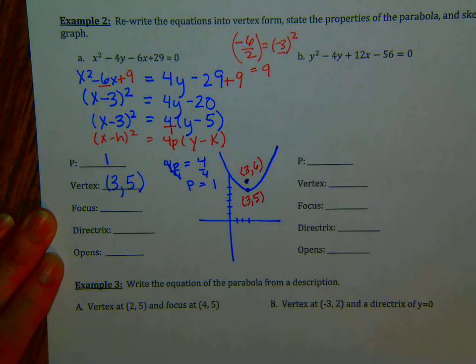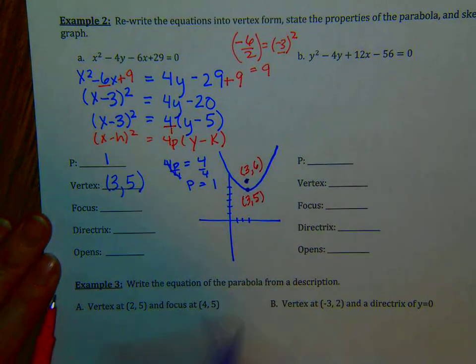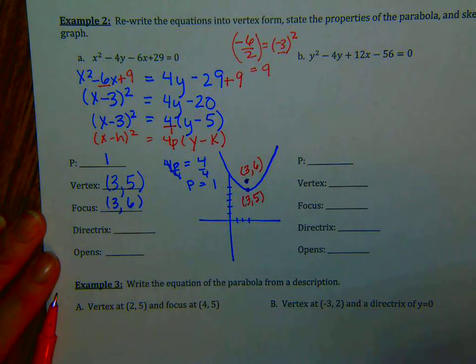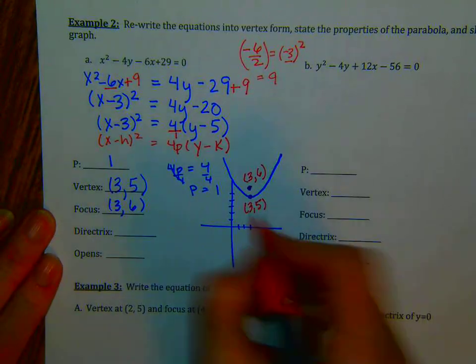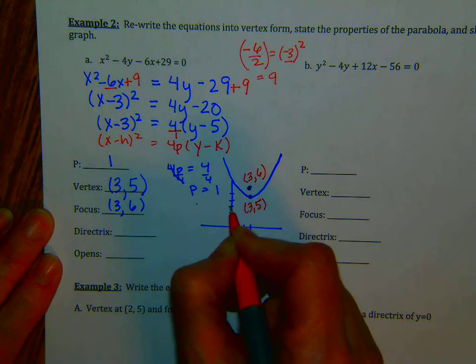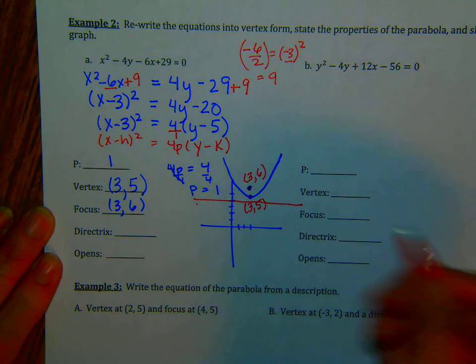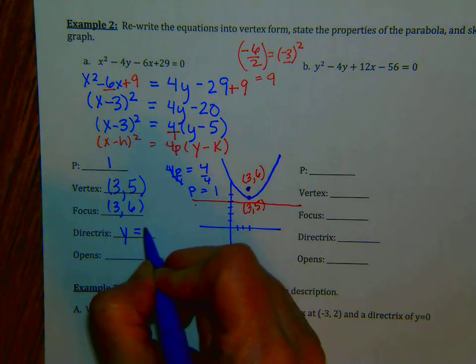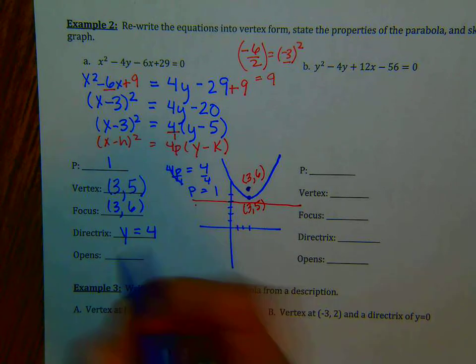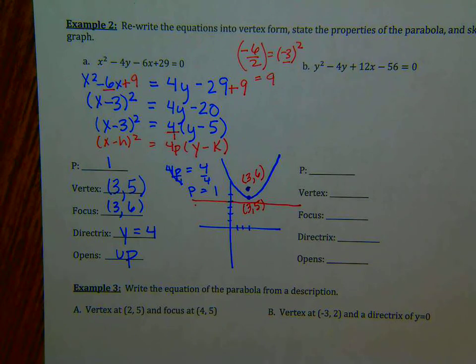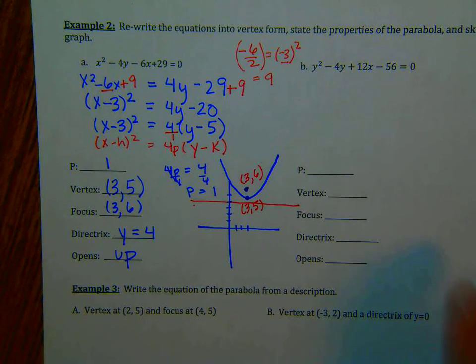Okay? So my focus is 3, 6, and what is my directrix going to be? Well, it's going to be the line 1 away, the same distance away. 1, 2, 3, 4, the same distance away. So my directrix is going to be y equals 4. It's a parabola opening upward. Okay? I hope we saw that. I'd like you to do the next one. Bring that into class tomorrow.